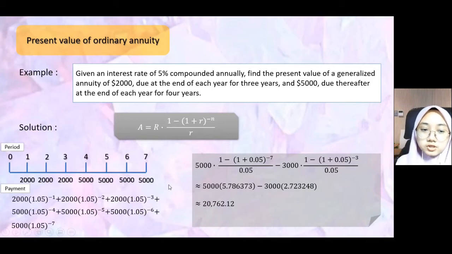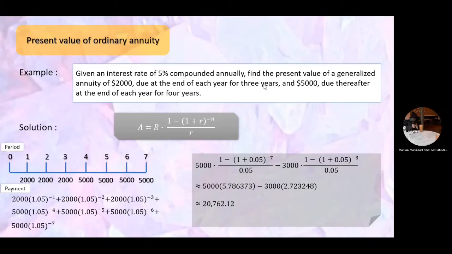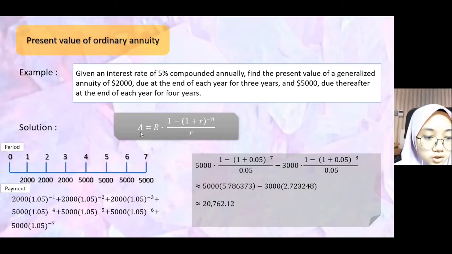For a clearer view, as you can see in the figure below, at the first, second, and third periods of time, $2,000 of an annuity occurs. And then, 4 years ahead, $5,000 occurs.